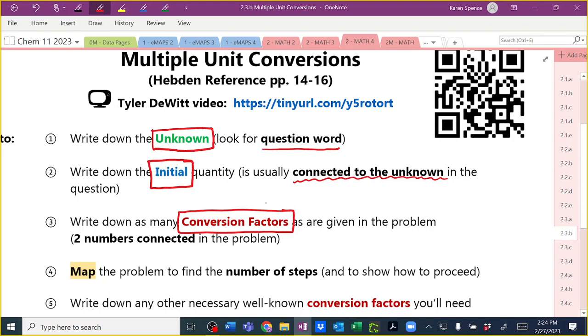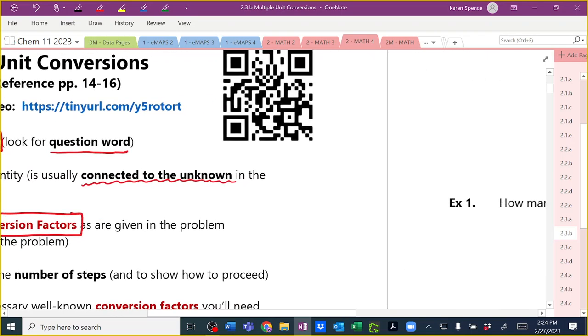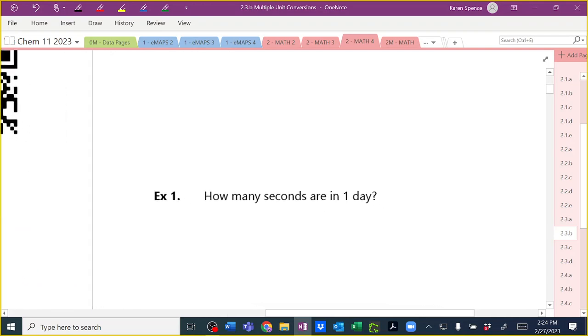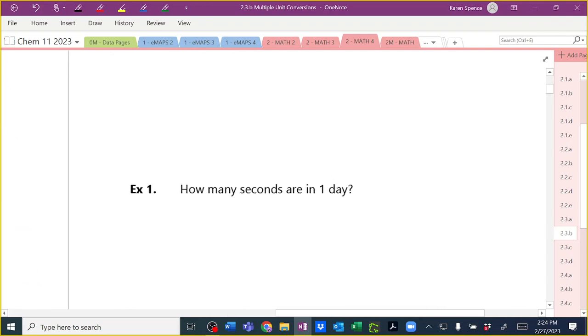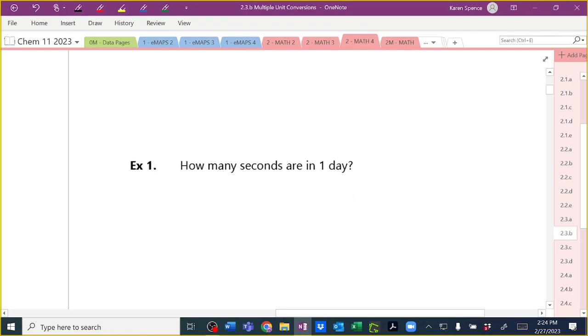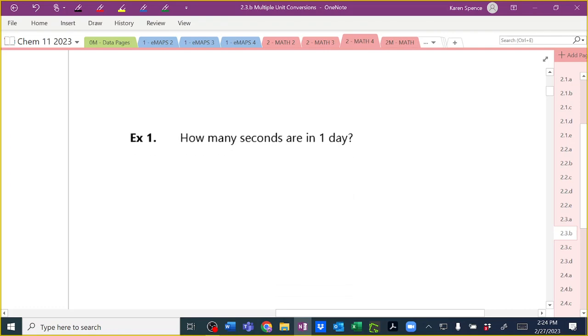Okay, so let's take a look at our first problem. It's really a straightforward one. How many seconds are in 1 day? This example is just further down your page, if you want to just follow along there. How many seconds are in 1 day? We can identify, what does U stand for? U stands for unknown. Who is the unknown in this case? How many seconds? So that is our unknown.